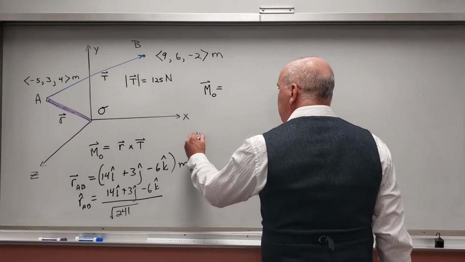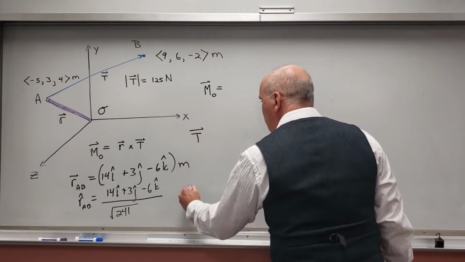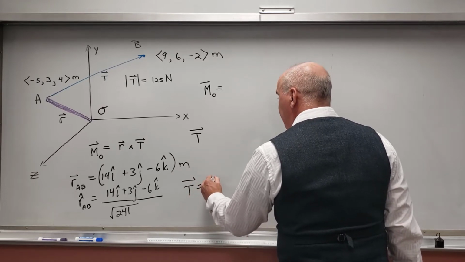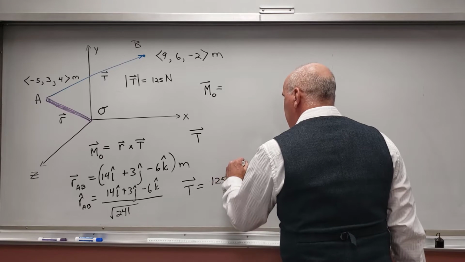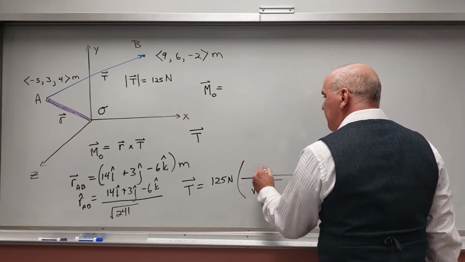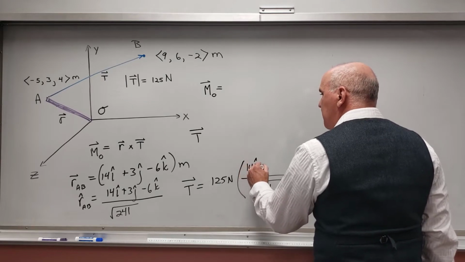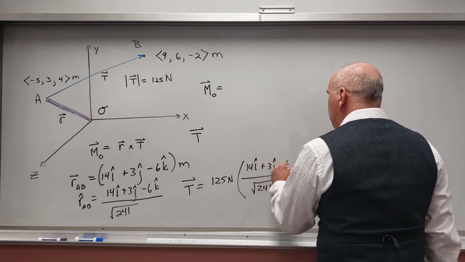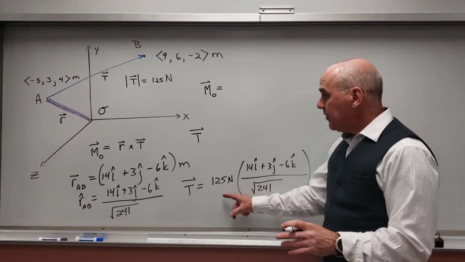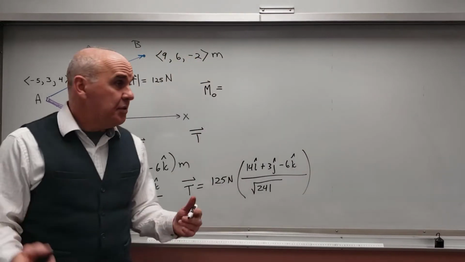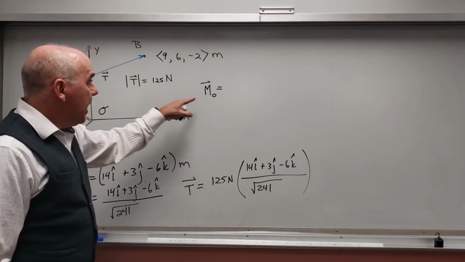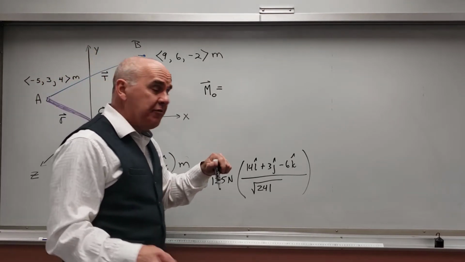And so the tension then, the vector tension, let me put it down here, the vector tension is equal to 125 newtons times the square root of 241 in the denominator, and then 14i plus 3j minus 6k. Again, no meters or anything in there because that's already dimensionless or unitless. Right? So 125 newtons times that. All right, so M_O is r cross F.